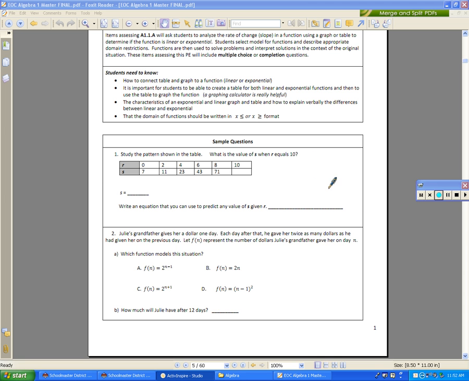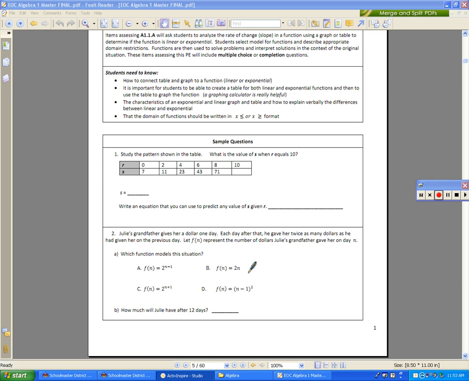So on the first day, how many dollars does he give her? 1. On the second day, how many does he give her? 2. On the third day, how many? 4. And on the fourth day, 8. Okay? So the question is again, is this going up by the same amount each time? This one went up by 1. This one went up by 2. This one went up by 4. So it is not linear. So that one is out. Okay?